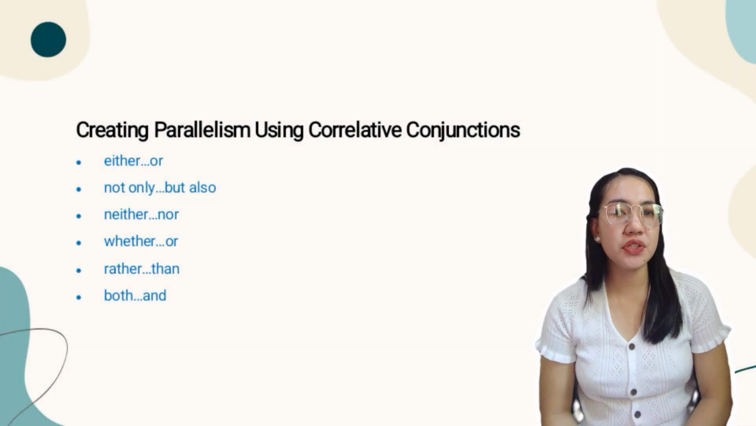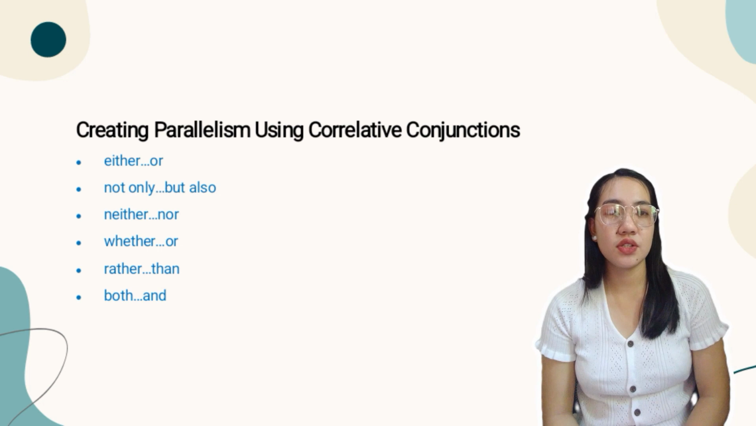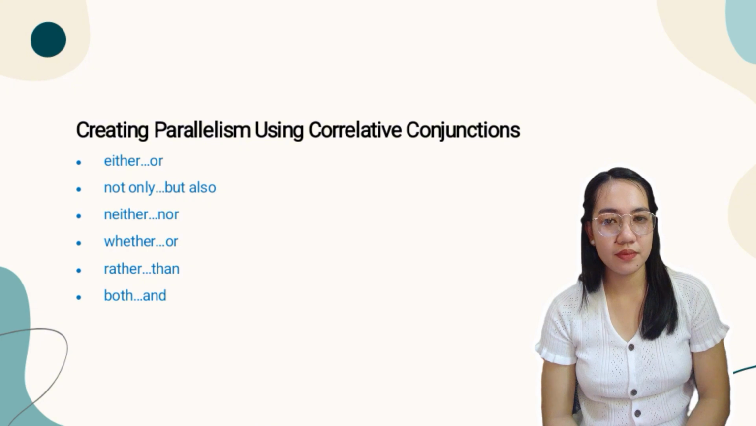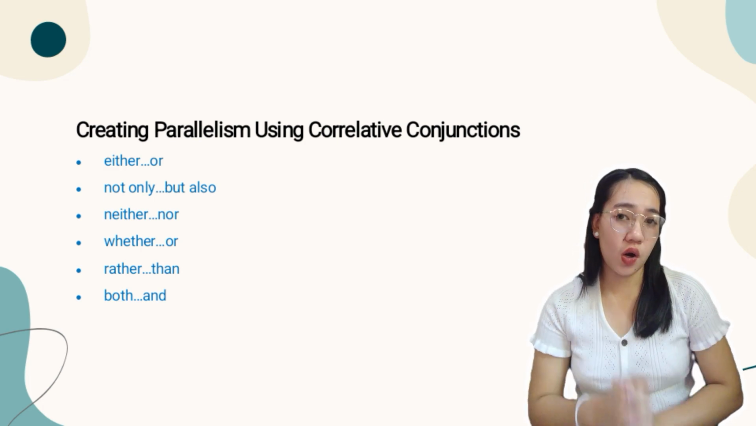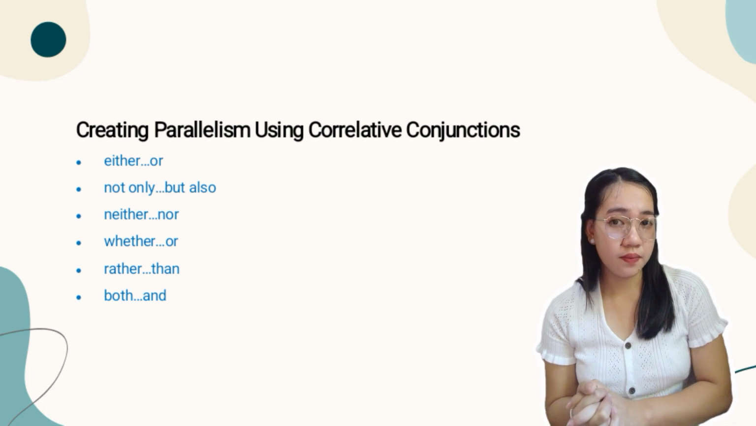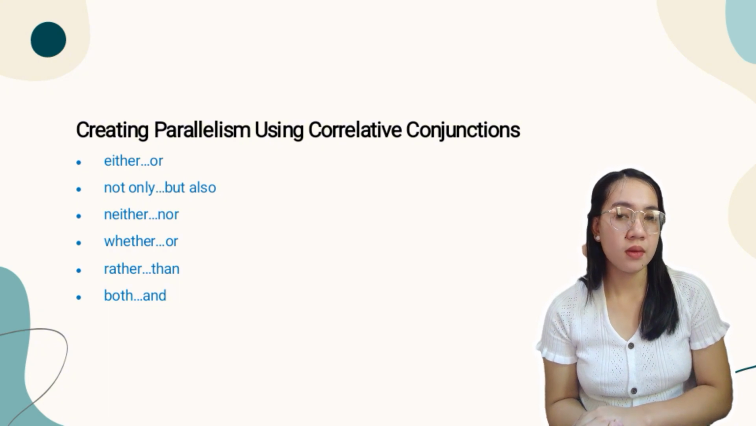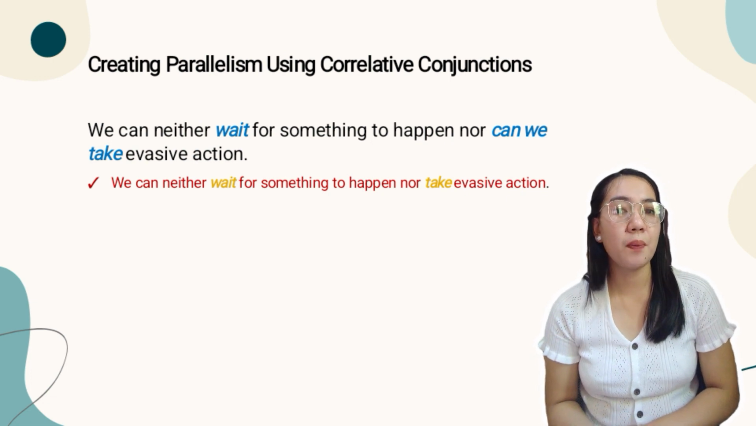Creating parallelism using correlative conjunctions. A correlative conjunction is a paired conjunction that connects two equal parts of a sentence and shows the relationship between them. Common correlative conjunctions include the following: either, or; not only, but also; neither, nor; whether, or; rather than; both, and. Correlative conjunctions should follow the same grammatical structure to create a parallel sentence. Take a look at the following.